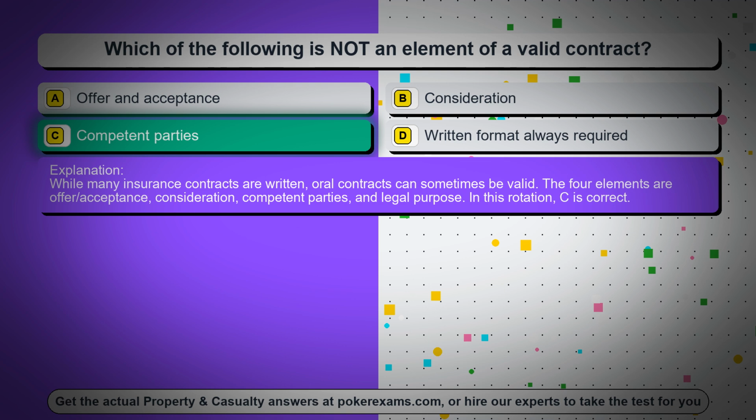The four elements are offer/acceptance, consideration, competent parties, and legal purpose. In this rotation, C is correct.